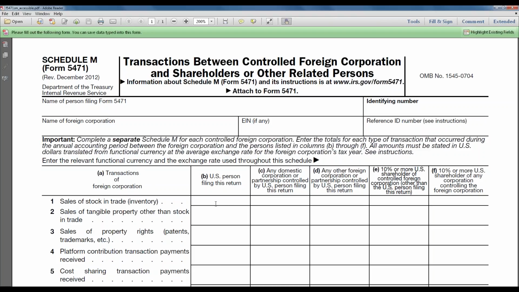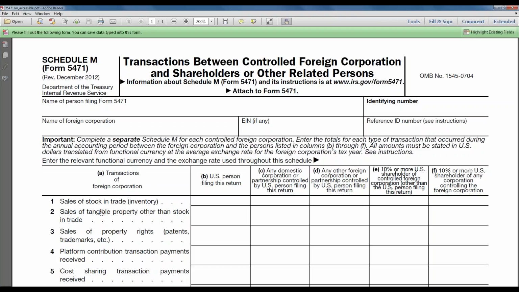either the U.S. person, and as we stated, a domestic corporation, another controlled foreign corporation, 10% of an entity that you own that's a controlled foreign corporation, or 10% of a corporation owning the controlled foreign corporation. So they're really trying to look at what's going on.